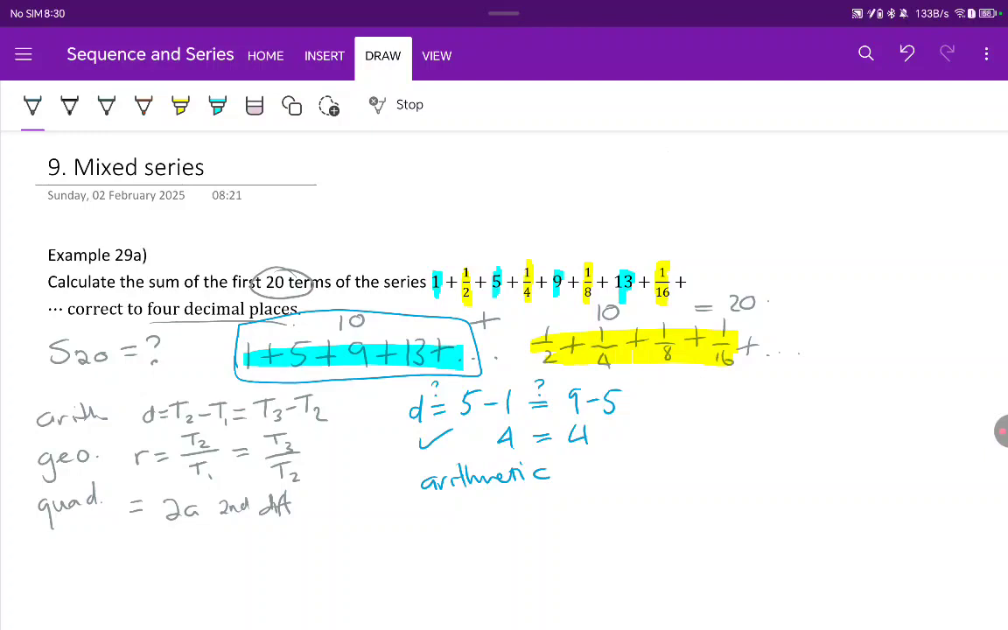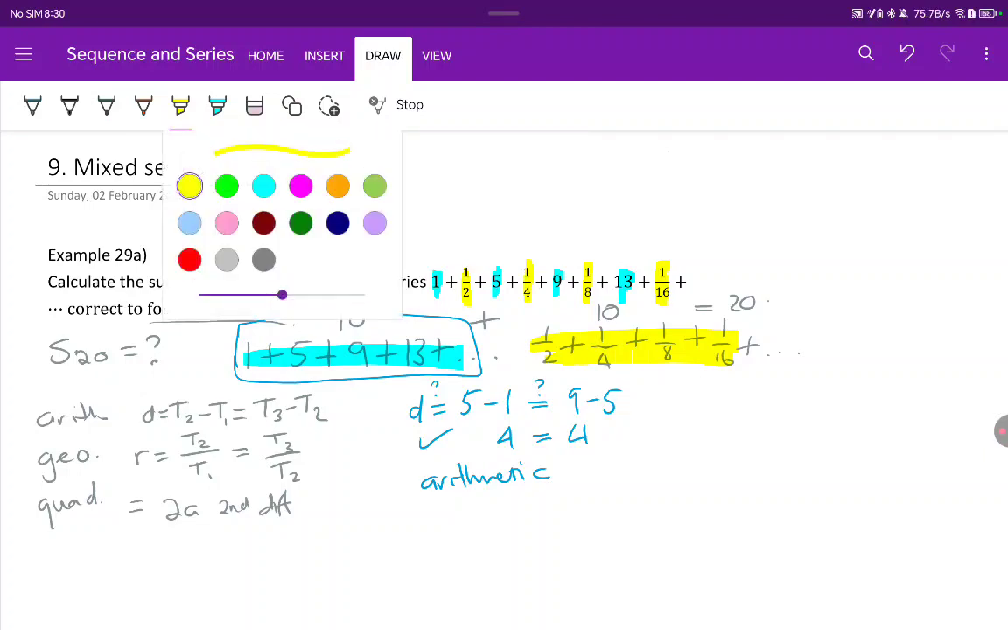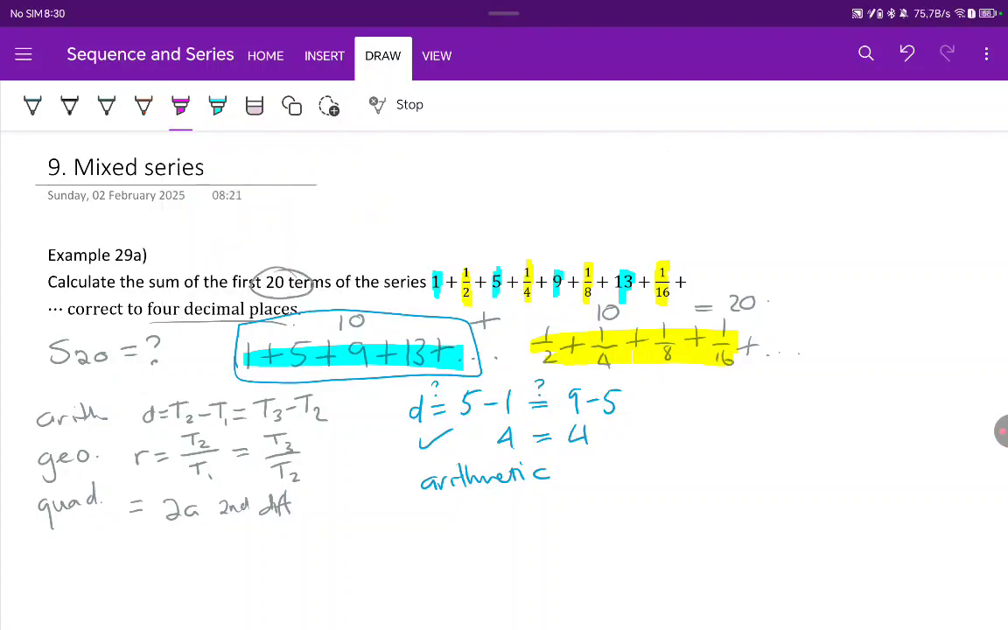Now, please bear in mind that you have to do it twice. You have to do both sides. You cannot just do one. So it has to be this side and that side, and they must be equal to each other, because otherwise you don't know if it is actually arithmetic.